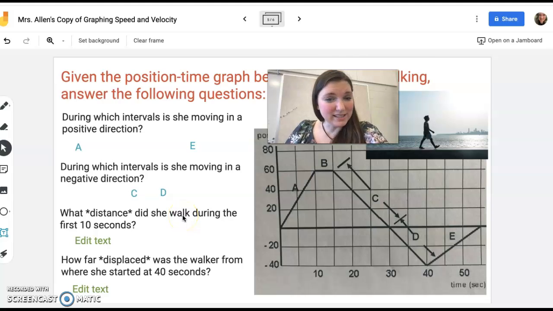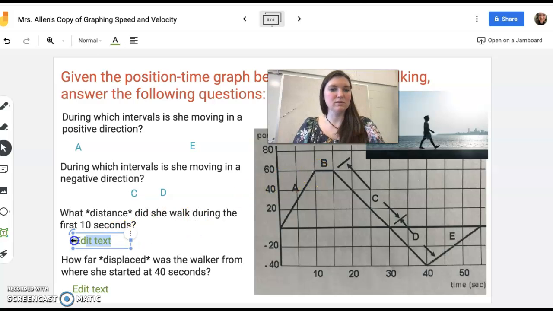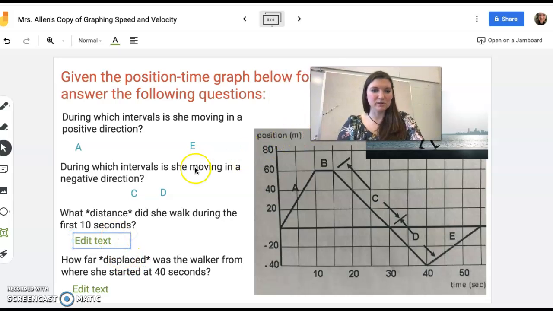Okay, so now what distance did she walk during the first 10 seconds? So here's 10 seconds right there, and I see her going from 0 to 60. So she walked 60 meters. And the meters is marked there. Meters. 60 meters.